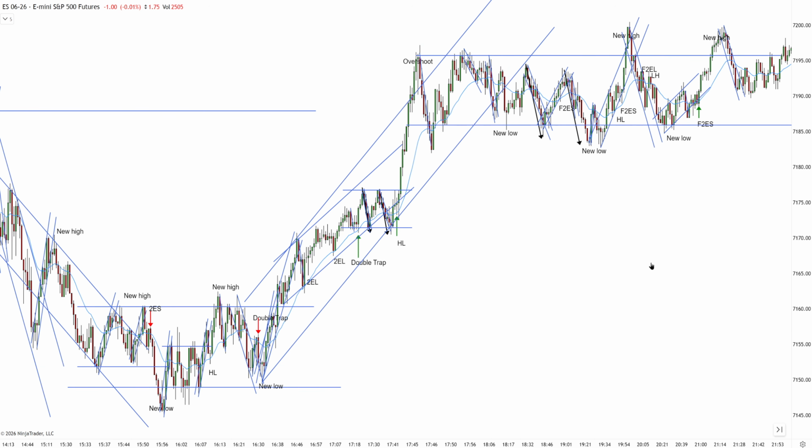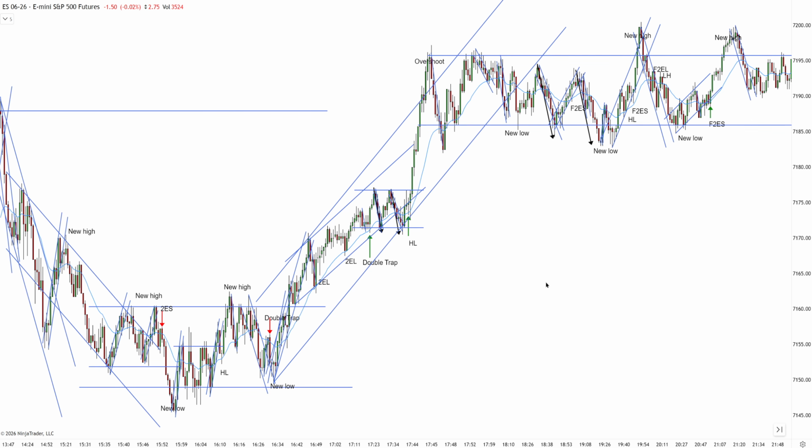So decent price action, a handful of trades. You'd expect a couple more trades around this area, but this can sometimes happen when you have an overbought market like this. The bearish pullback is stronger and it takes longer for buyers to get back in the market.